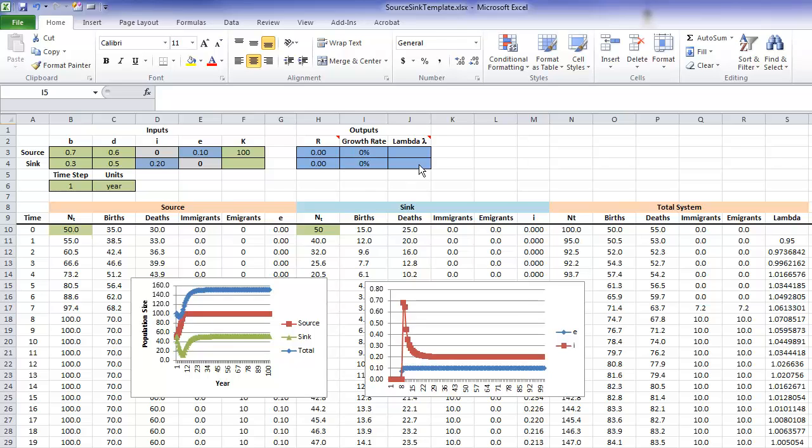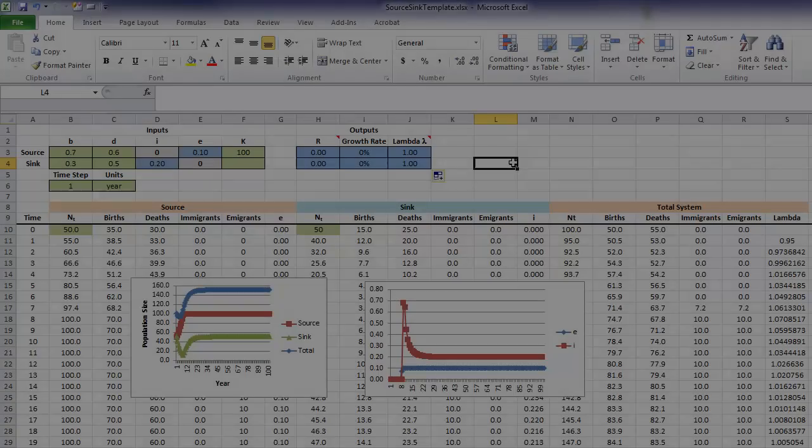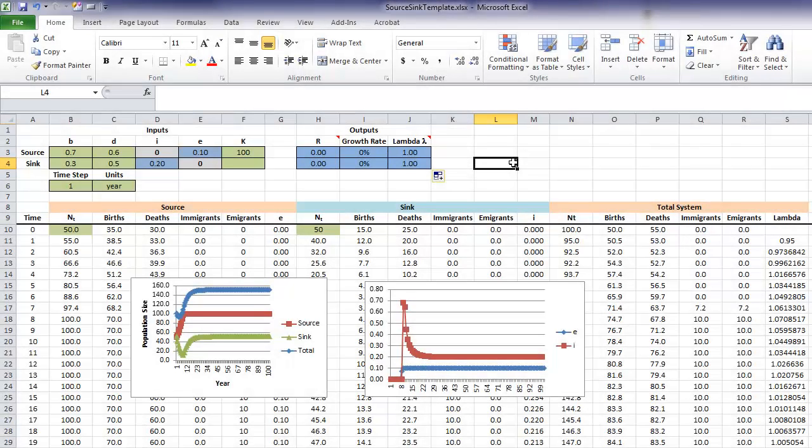We can also ask, how does the population change within the source and sink itself? And that is just going to be R plus 1. We learned that from a previous exercise. So here you have it, a very, very simple source-sink model.